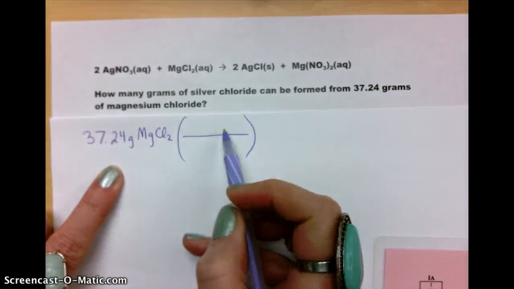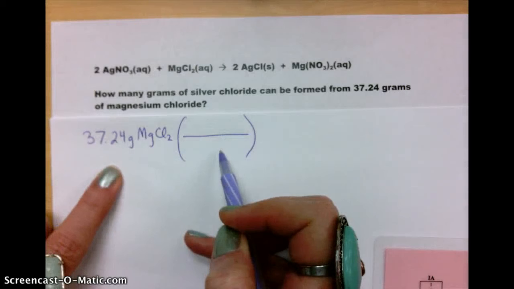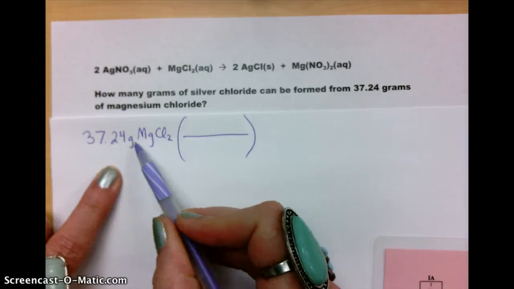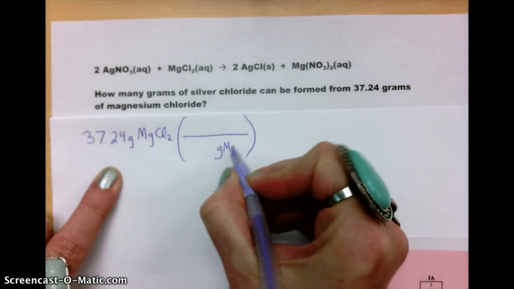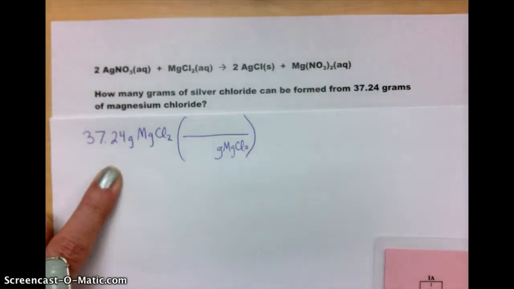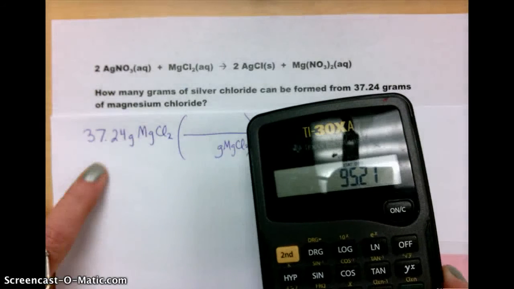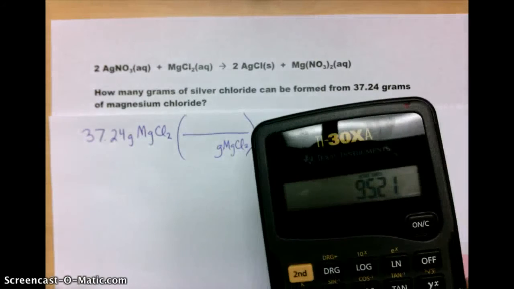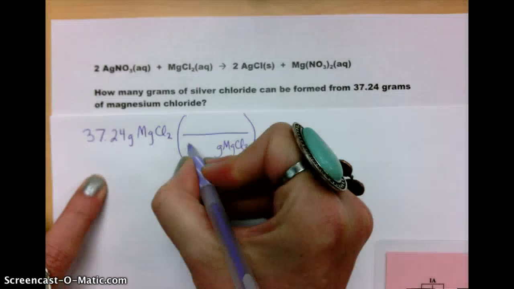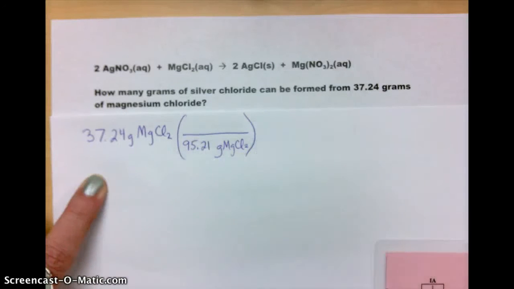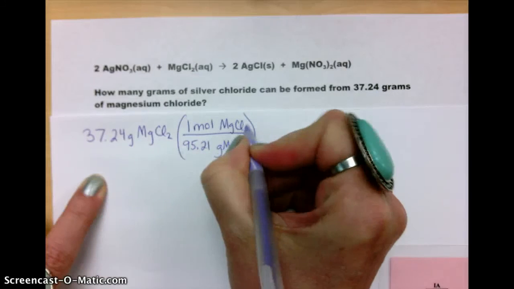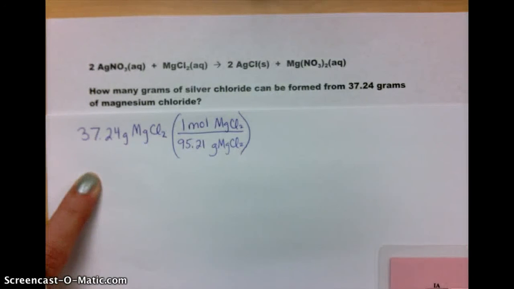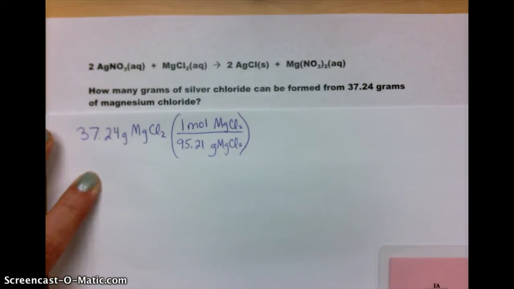Which is going to go on top and which is going to go on bottom? Well, this is a conversion problem, so we look at our units. Grams of magnesium chloride is on top, so we must have grams of magnesium chloride on the bottom to cancel out. We just said it was 95.21 grams in the mole. So 95.21 grams of magnesium chloride. Again, this is the grams in 1 mole of magnesium chloride. And that is our first step, using molar mass to convert from grams to moles.